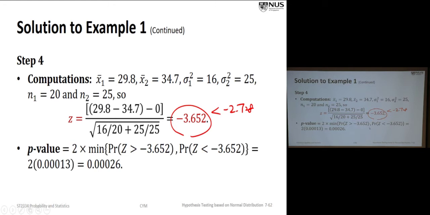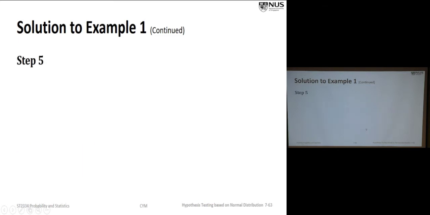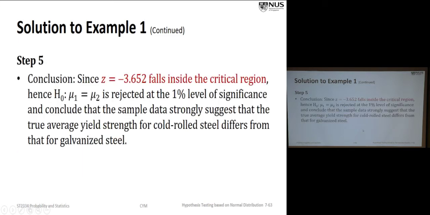At the same time, we look at the p-value. So this is what we observed. We compute this probability as well as this probability, and then take the minimum and multiply by 2. And this is the answer. It's very small. All right? So we reject the null hypothesis.